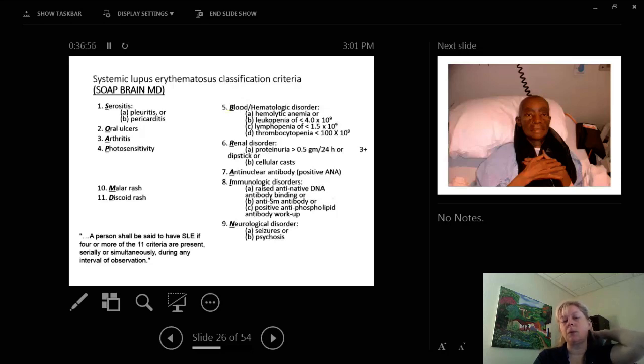So again, sometimes it's difficult to diagnose. You're looking at their blood disorder. Do they have any hemolytic anemia, leukopenia, or thrombocytopenia? Are they having seizures, a rash? Early on, or if they have a mild case, sometimes it can be difficult. Some people think that because they have a malar rash or butterfly rash, they have lupus, but it could be just rosacea. It's just something to look at.